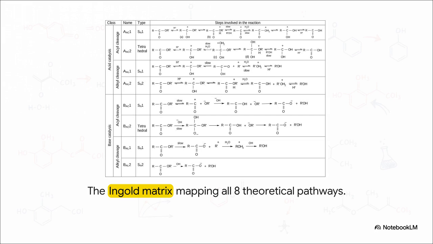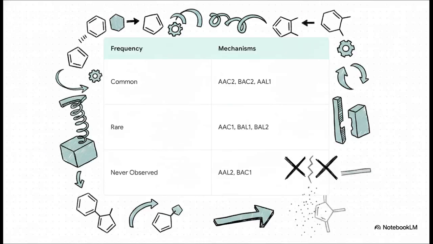But let's simplify it even further based on reality. By grouping these mechanisms by frequency, you can just cut through the noise immediately. You know AAL2 and BAC1 are impossible. They simply don't happen. You know AAC1, BAL1, and BAL2 require highly specific, weird conditions, like extreme steric bulk or intense ring strain. Because of that, you can confidently predict that either AAC2 or BAC2 is going to govern almost any standard ester hydrolysis problem you face, with AAL1 only stepping in if there's a super stable carbocation in acid.